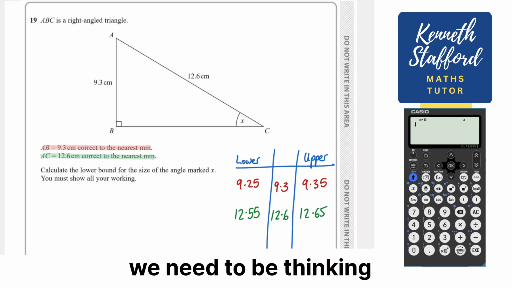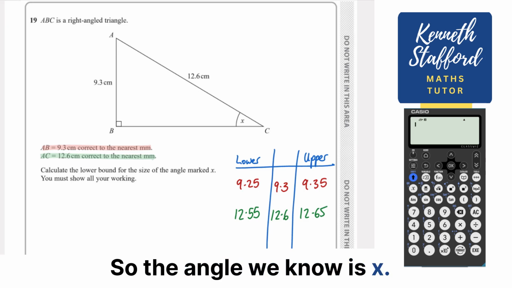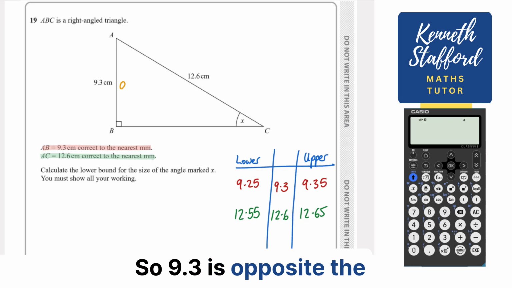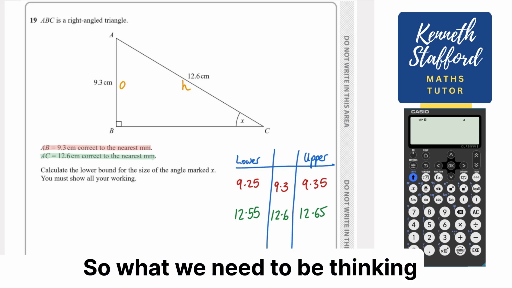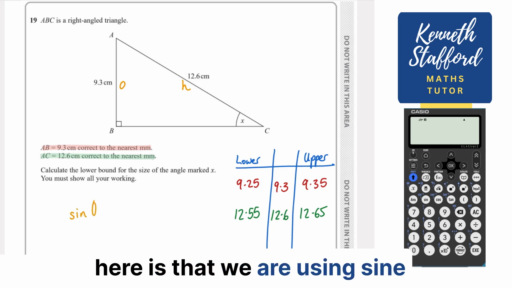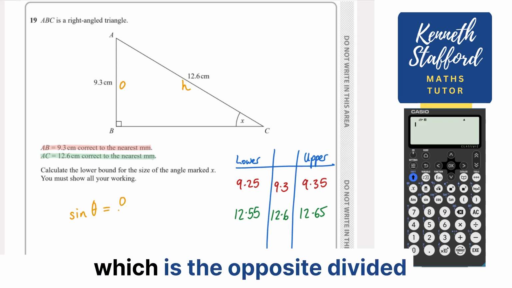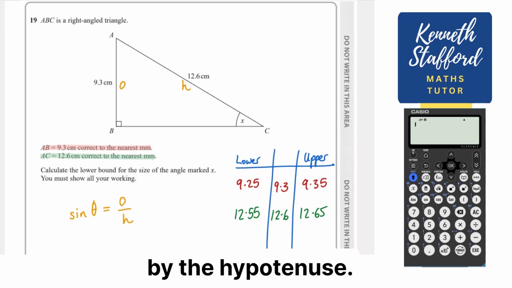Next step here, we need to be thinking trigonometry. So the angle we know is x. 9.3 is opposite the angle we know, and 12.6 is the hypotenuse. So what we need to be thinking here is that we are using sine, which is the opposite divided by the hypotenuse. And we're after the lower bound for the angle here.